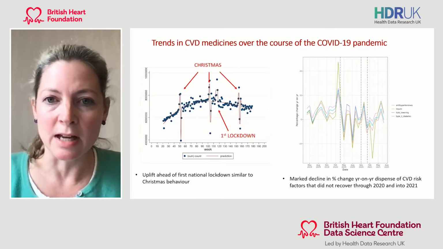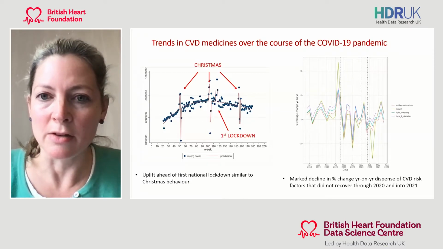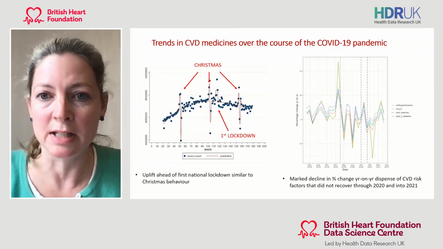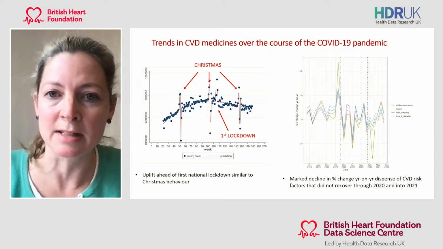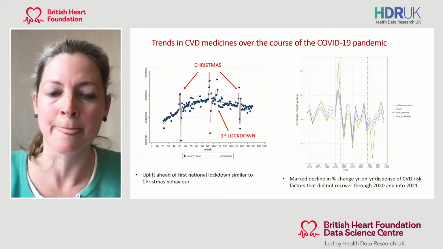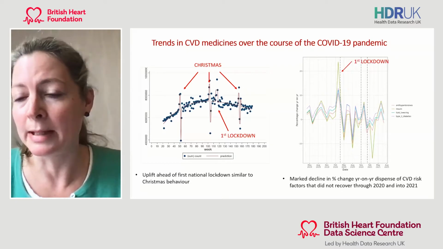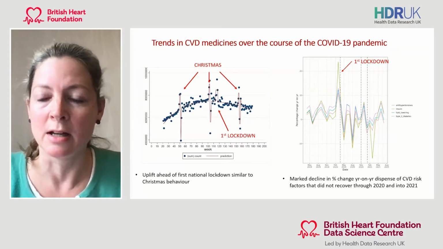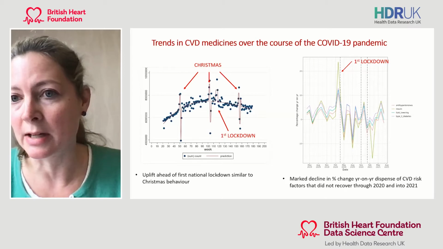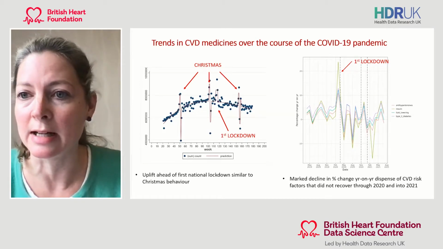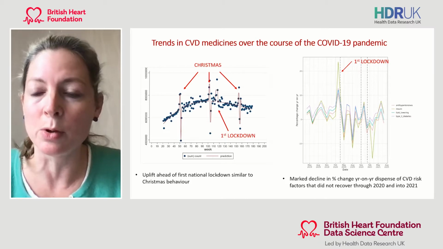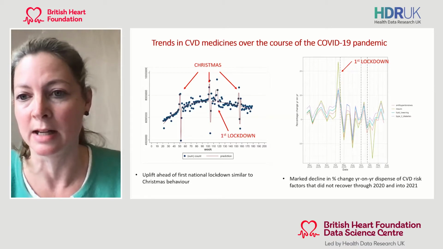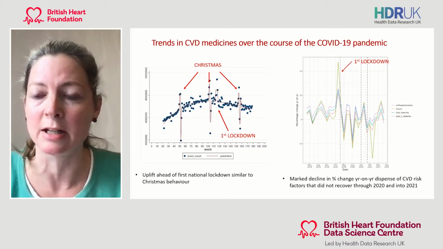So looking first at the left-hand chart, we can see that ahead of the first national lockdown, we see a clear uplift in the prescription of CVD medications, which is similar to the pattern that we commonly see ahead of Christmas every year. Now, when we consider that same uplift on the right-hand figure, you can see that that uplift differed according to CVD risk factor, and that some CVD risk factors, in particular, as indicated by the green line, insulin, saw even more marked increases. For example, insulin was up 24% in March 2020 compared to the previous year.